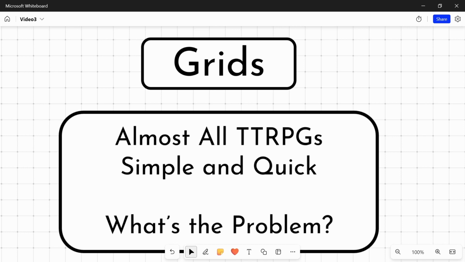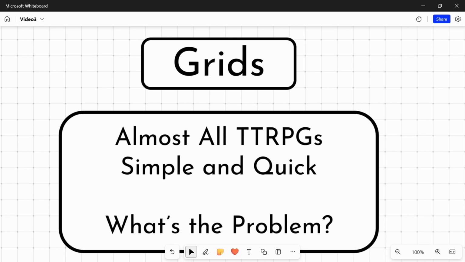In this one I'm going to be talking about grids, in the context of grid-based movement and combat systems in TTRPGs. And as a bit of a summary, why do so many TTRPGs use gridded combat? Where does it all come from? We're going to be talking a bit about that.